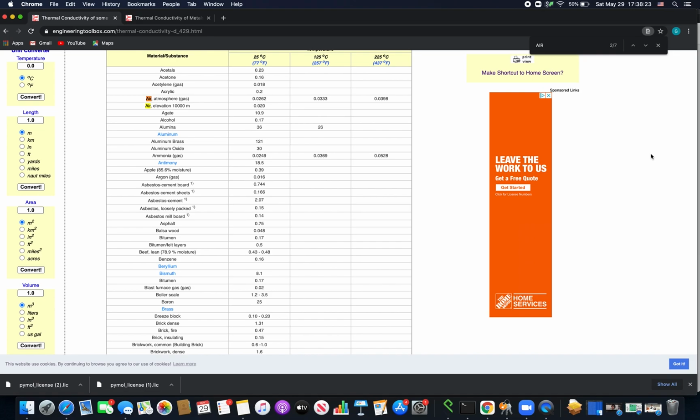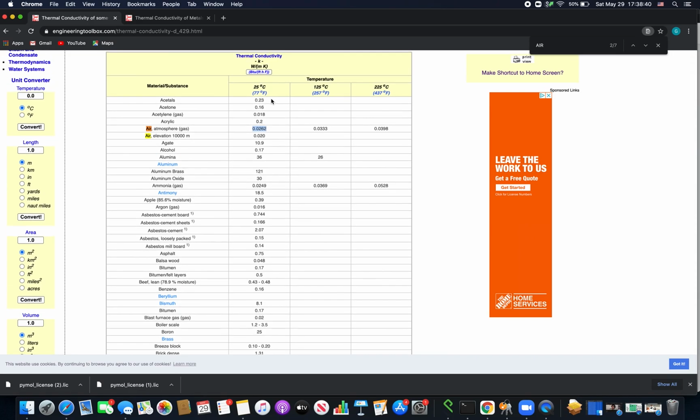So how would we do this? Well, what's my evidence supporting everything I'm saying? Well, air is only 0.0262 watts per meter Kelvin conductivity. You don't have to understand that unit, but watts is a unit of energy.